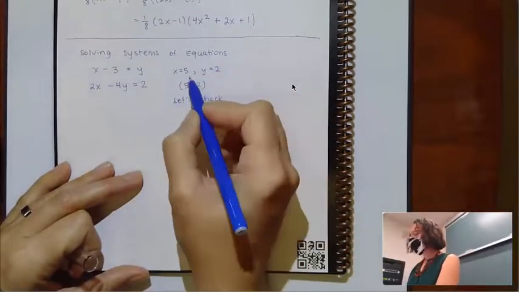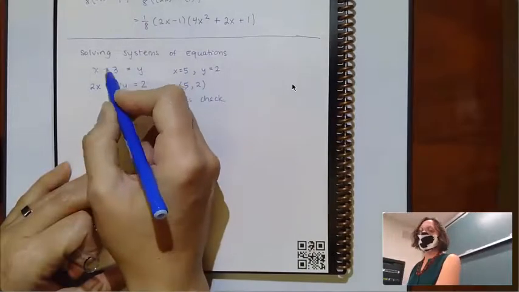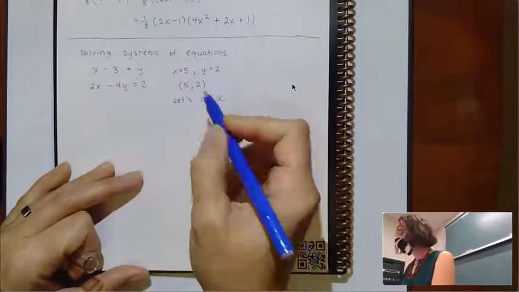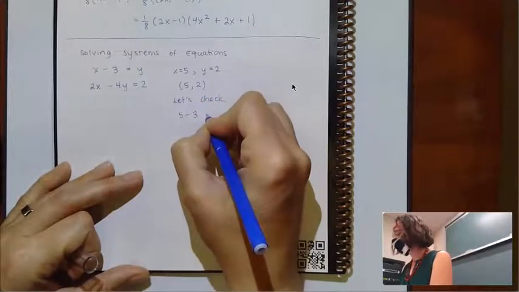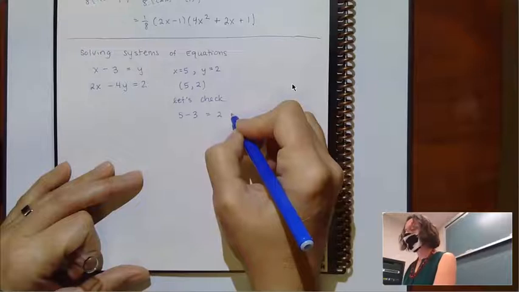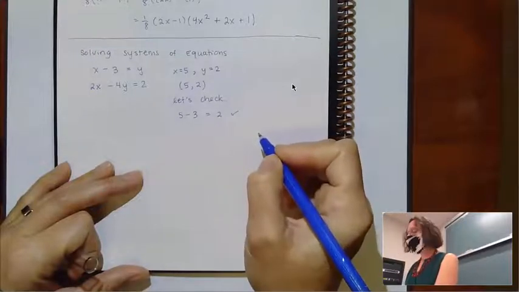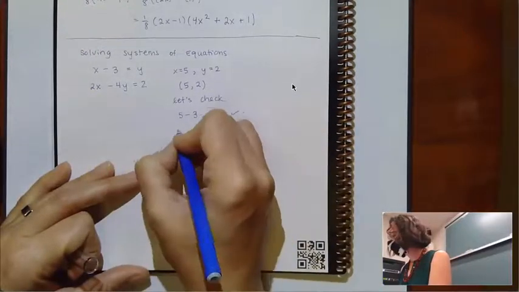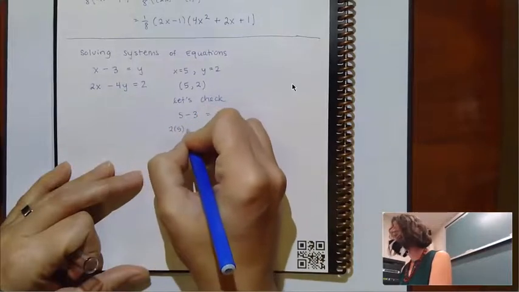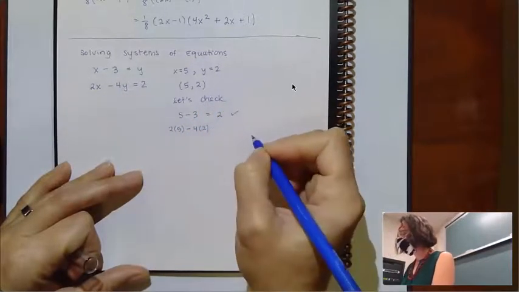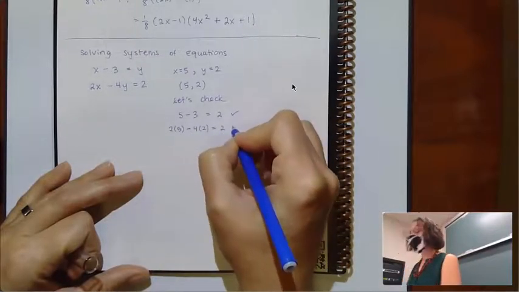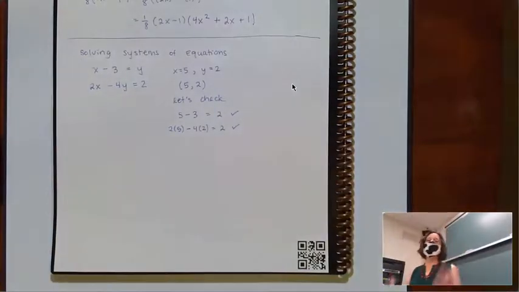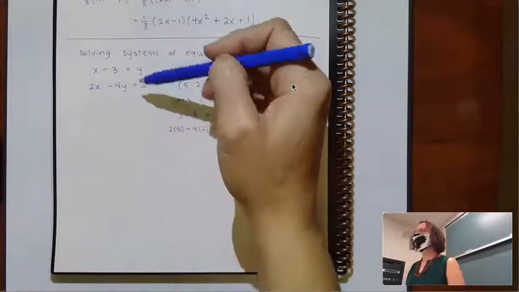That means that these values have to make both equations true. So if I try the top, that would look like 5 minus 3 would need to be equal to 2. That looks true to me. And if I look at the second equation, that would say 2 times 5 minus 4 times 2. So 10 minus 8 is equal to 2, and that's also true. So what it means to be a solution is that those values make both of the equations true.